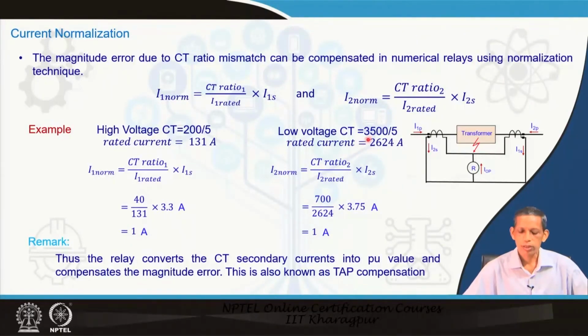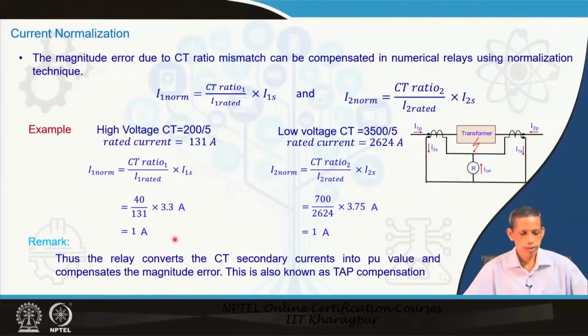Now, the low voltage side CT we have selected is 3500:5 and the rated current is 2624. We have already calculated this for the transformer star grounded delta YD1 connection. For the normalized current on the secondary, considering CT ratio 2, I2s we have already found out is 3.75. The CT ratio gives 700, and the rated current is 2624. So, this gives 1 ampere.